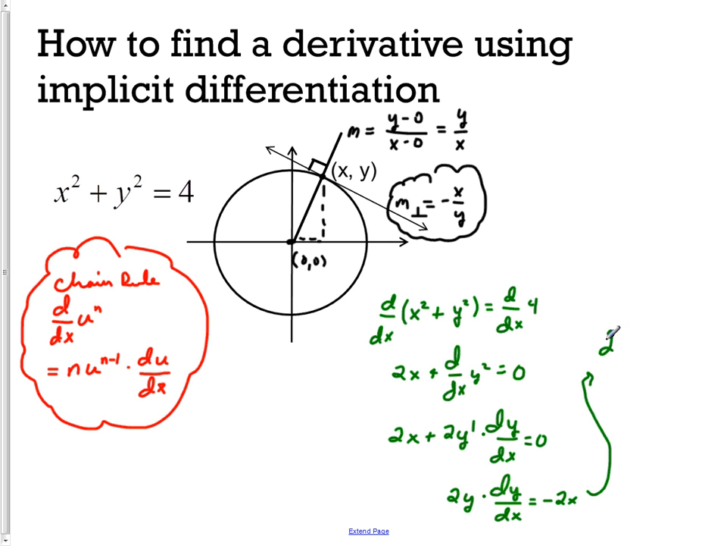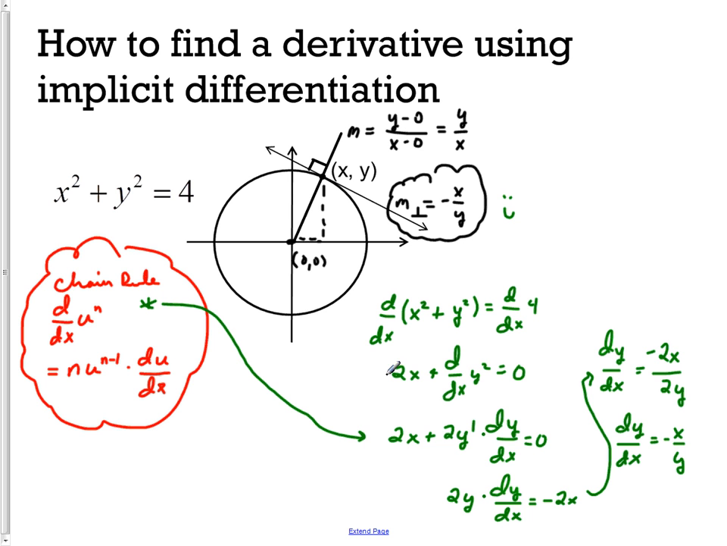dy/dx would be negative 2x divided by 2y. And sure enough, dy/dx, the slope of the line tangent to the curve at any point x, y, is equal to negative x divided by y, just like we said it should be. So this is our differentiation method for implicit differentiation, remembering that we use the chain rule to help us with certain parts of this differentiation. More to come.